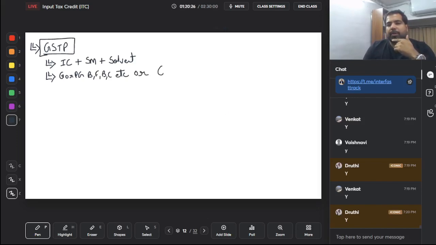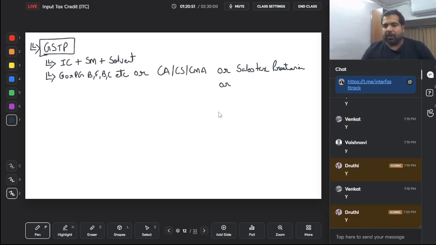Or you should be a CA, CS or CMA fully cleared, not half cleared guys, fully cleared, not CA Inter cleared, no, fully cleared. Or before GST we had something called sales tax. You should have been a sales tax practitioner, or you should have been a particular grade officer in the government. You had to be a practitioner for 5 years previously, or an officer for 2 years. Then in any of these cases you can apply and become a GST practitioner.